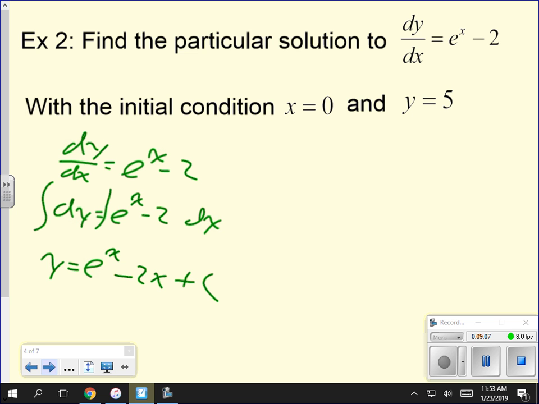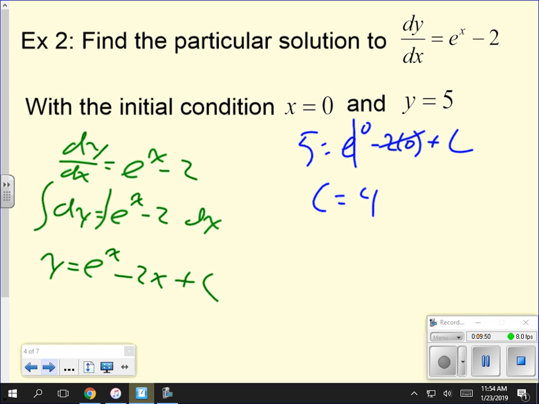We're not looking for just any version of the equation. We are looking for the particular equation that will pass through that point. So we plug in 0 for x and 5 for y and figure out what c is. That's it. So 5 for y, so I get 5 equals e to the 0 minus 2 times 0 plus c. What is e to the 0? 1. And then negative 2 times 0, that's gone. This becomes 1. So c is what? c is 4.